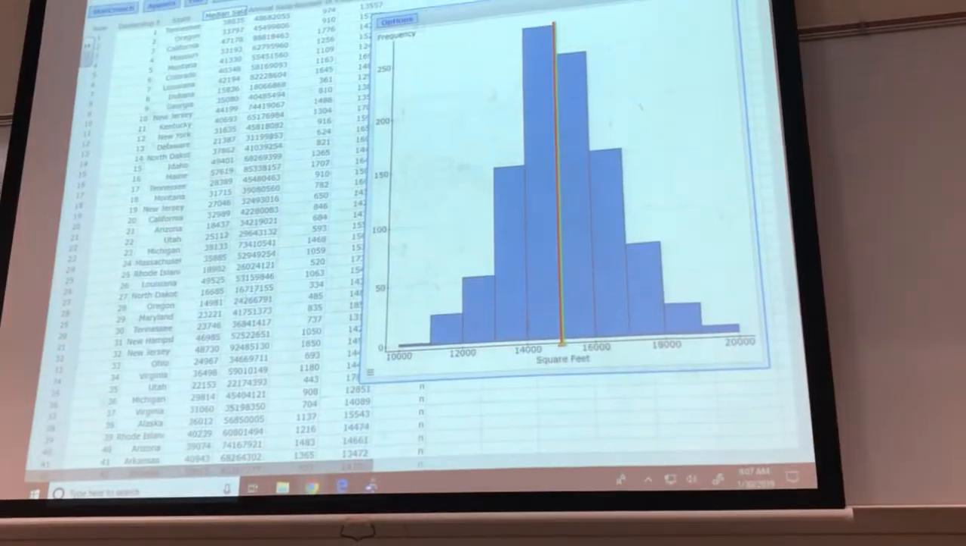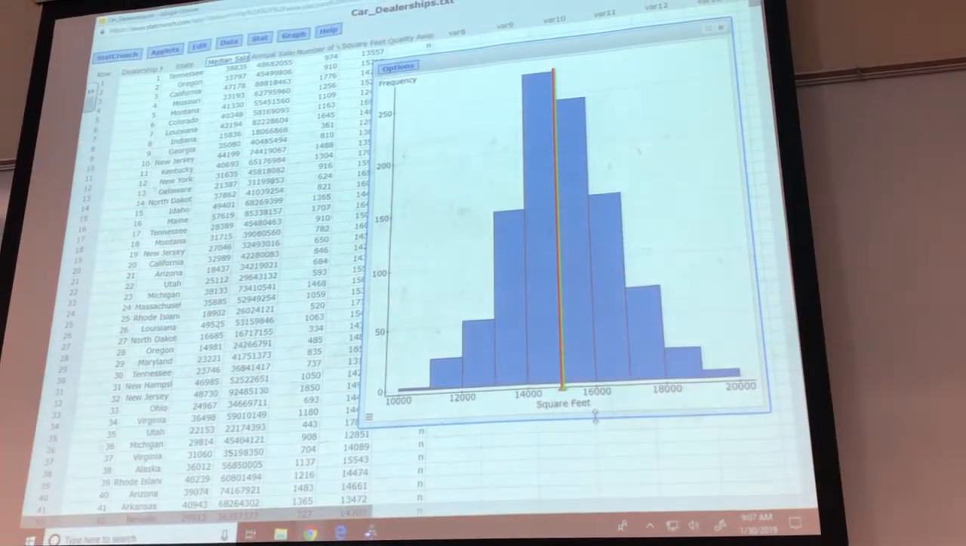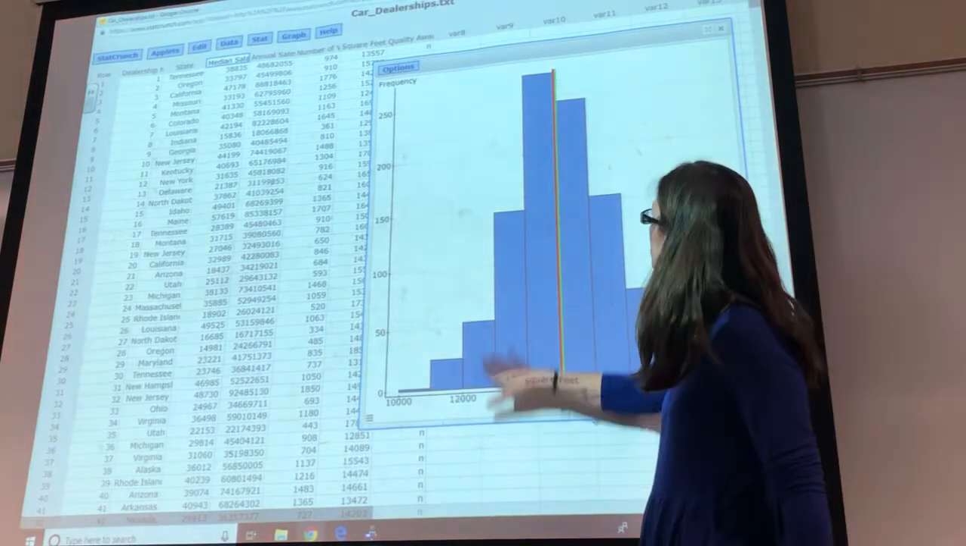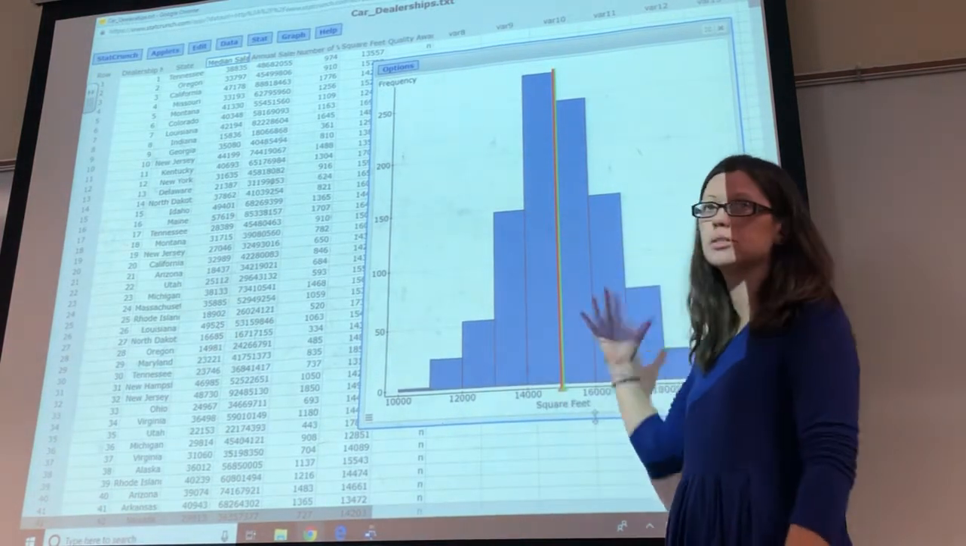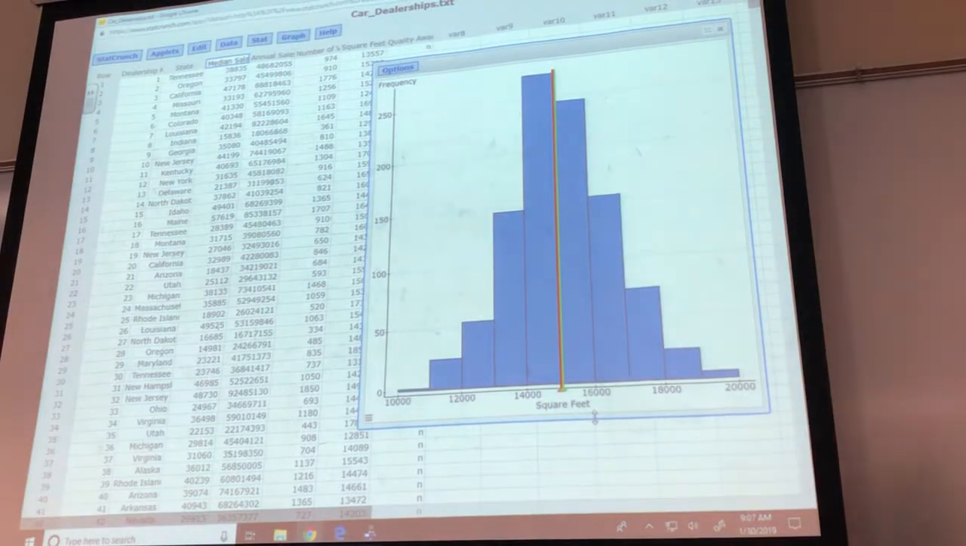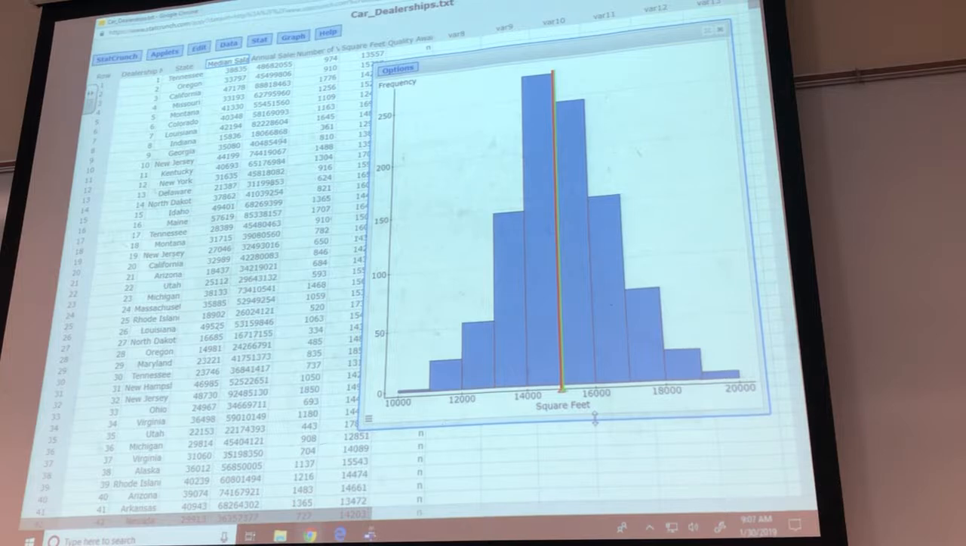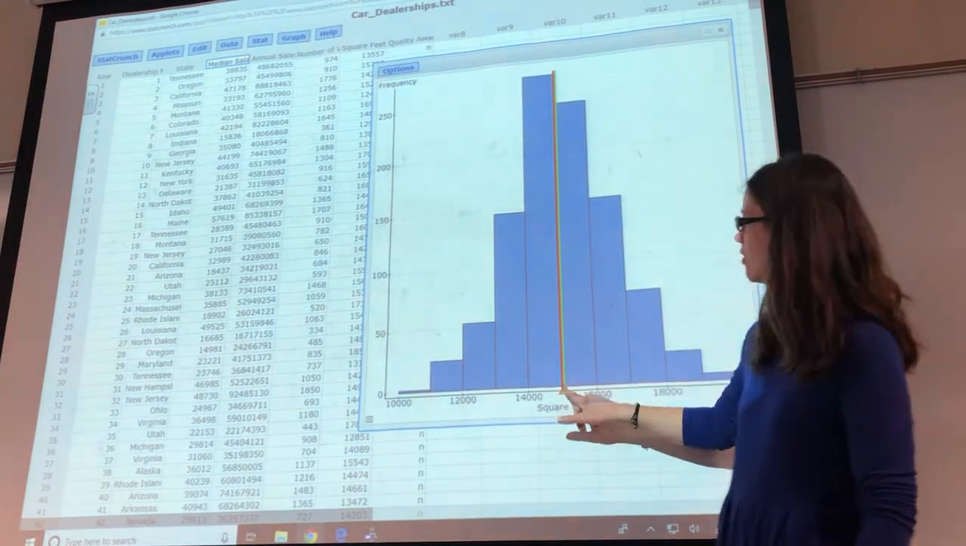So here, if I graph the square footage of the dealership, how big it is, you can see it's a nice little bell-shaped curve. It's unimodal, it's symmetric. Any of those words would be great to use in your answer for number 2. But here you can tell your mean and your median are kind of right next to each other.